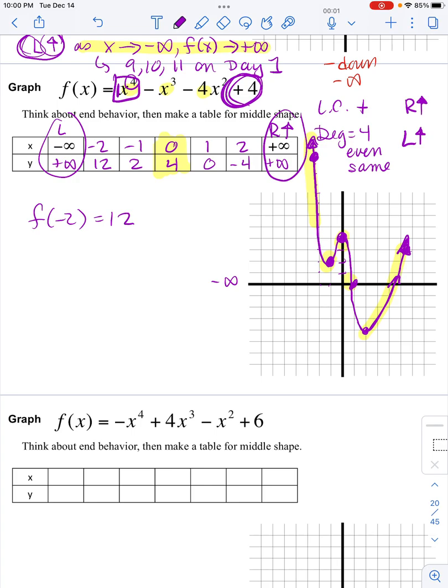And let's write this to practice. So the right end going up, I'm going to write as x goes to infinity, that's the right end, f of x goes to infinity, meaning up. Here, as x goes to negative infinity, so that's over here on my x-axis going to the left, f of x goes to positive infinity. So this is saying right end up, left end up.